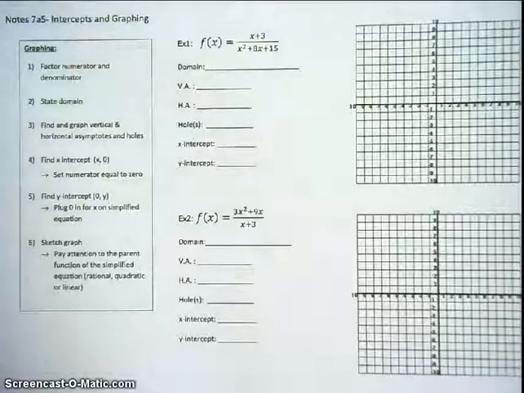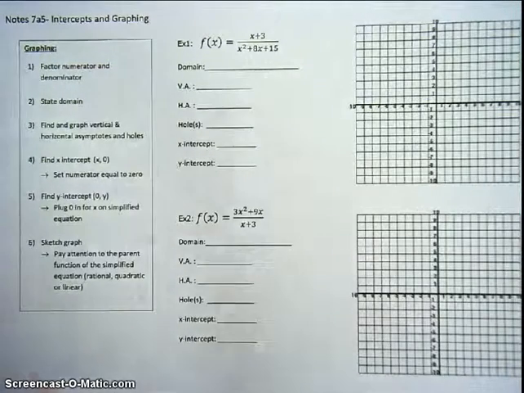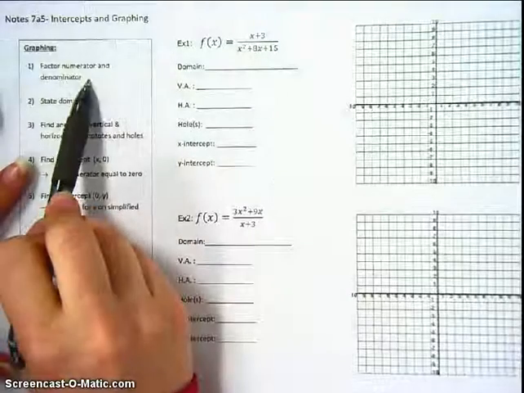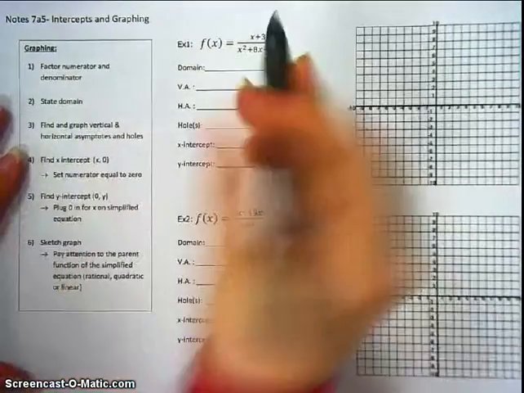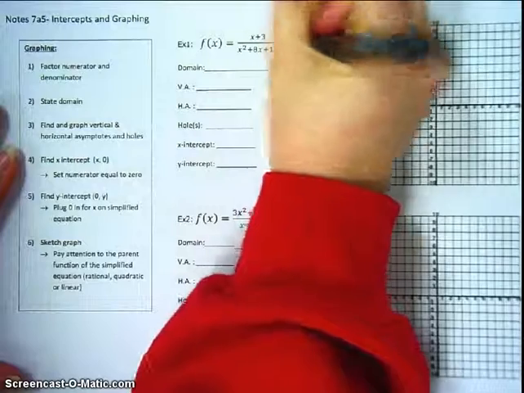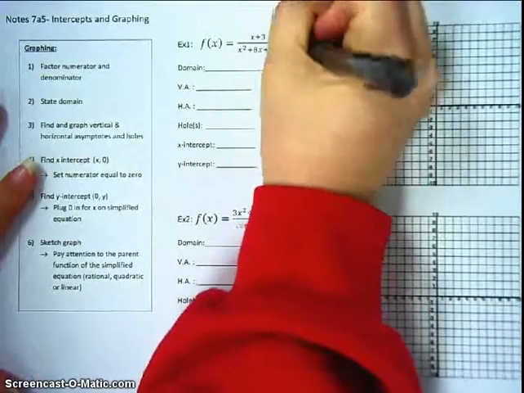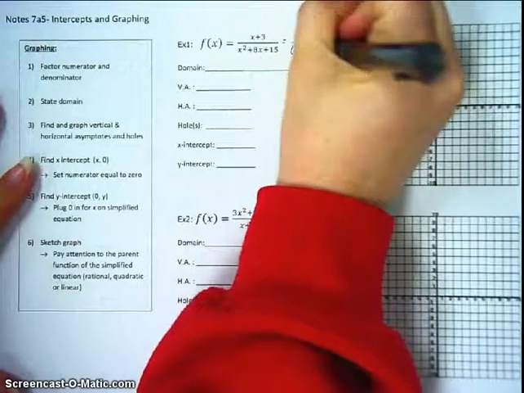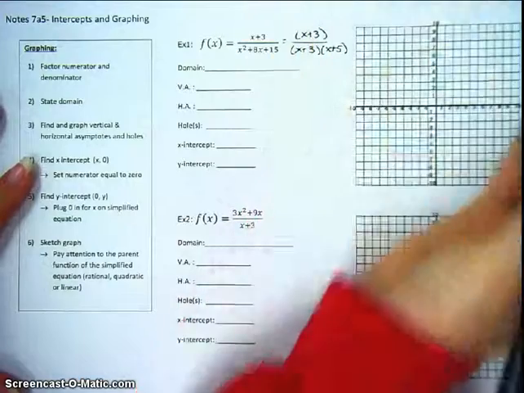Okay, the last thing we're going to add in are x, y intercepts and actually graph these rational functions. So the steps of what we want to do is factor our numerator and denominator. So if we look at this first one, we've got x plus 3 over, multiplies to be 15, adds to be 8, would be x plus 3, x plus 5.